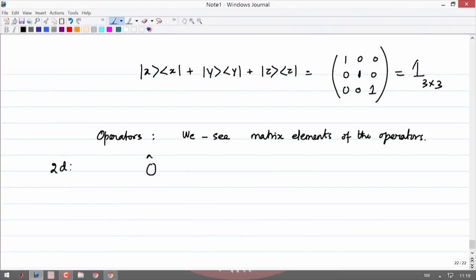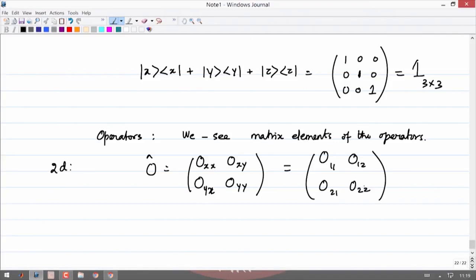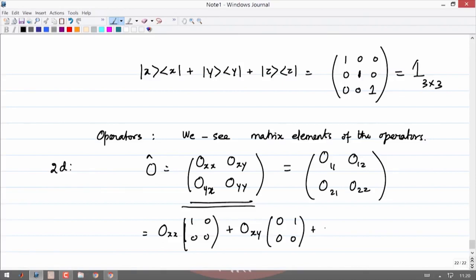So, a general operator has a two-dimensional matrix representation given by O XX, O XY, O YX, O YY. I think you remember that we wrote this also as O11, O12, O21, O22 to represent the row and column indices. But let us use this notation XX, XY, YX, YY. So, if you look at this carefully, this is O XX times the matrix 1 0, 0 0, plus O XY times 0 1, 0 0, plus O YX times 0 0, 1 0, plus O YY times 0 0, 0 1.